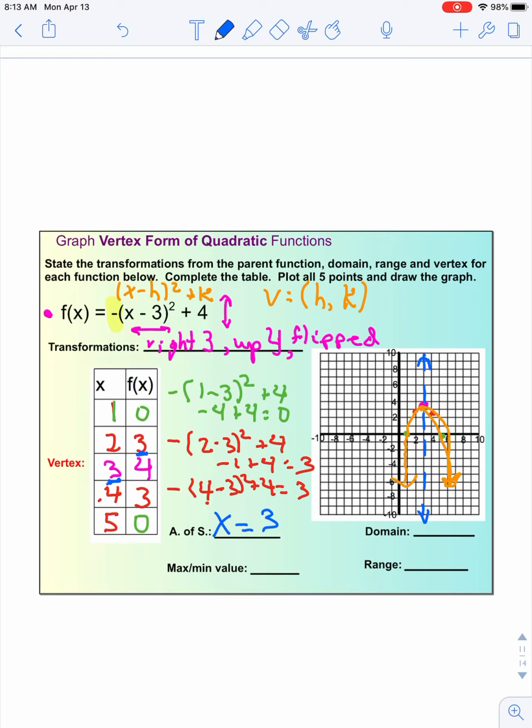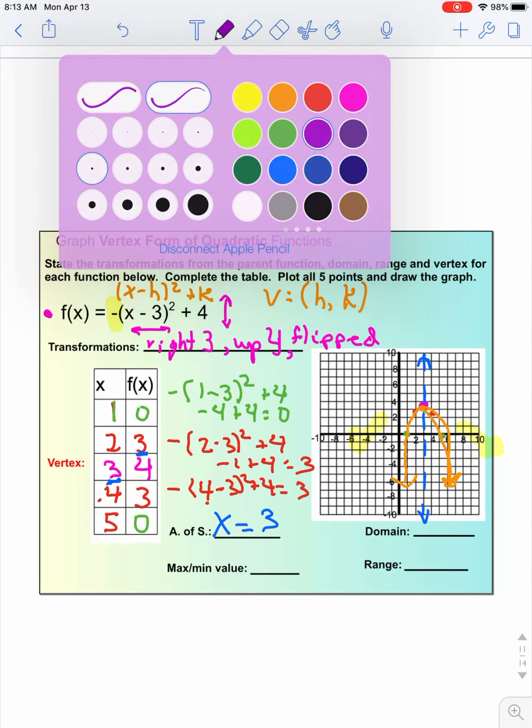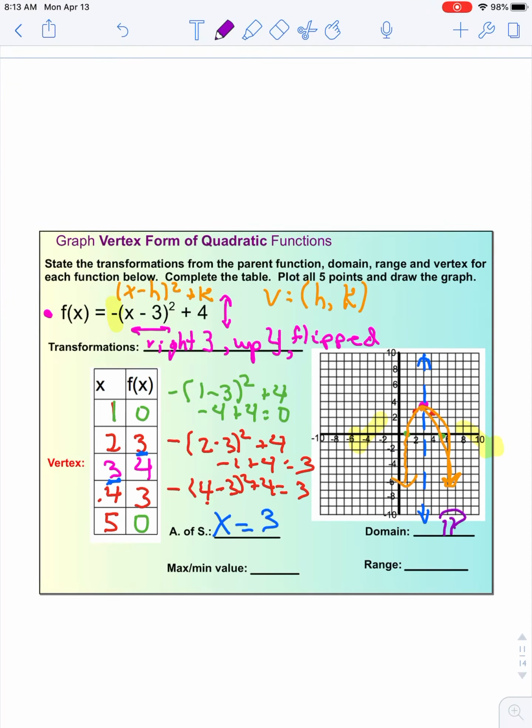Again, domain is all the x's, and the x's go infinitely in both directions, so the domain is going to be all real numbers. My range, however, never gets higher than that y value of my vertex, and in this case my y values are less than or equal to 4. My maximum value is that top number right there of 4. Again, it comes from the vertex.